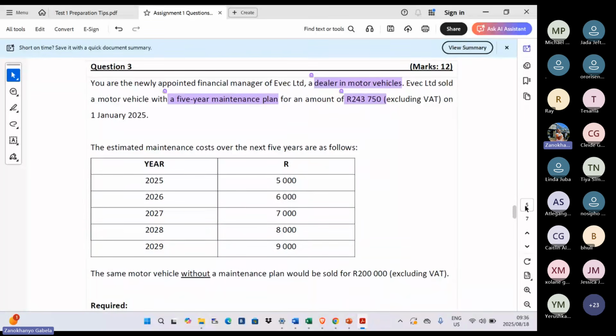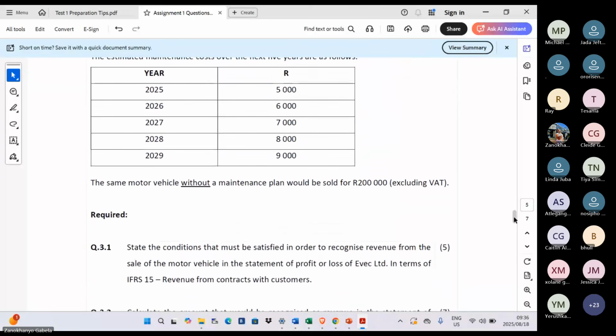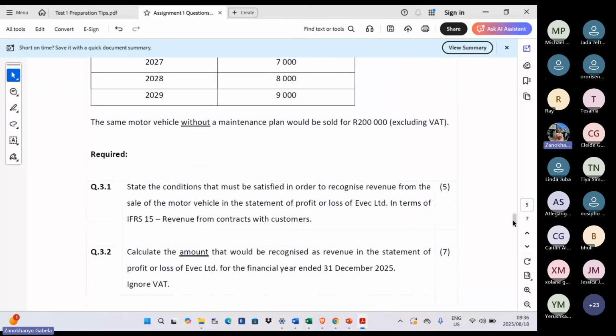Then they say, from your required, calculate the amount that will be recognized as revenue in the statement of profit and loss. State the conditions that will be satisfied. Okay, this one is theory. We've already covered it in our revision just now. Basically, it's going to be reflecting on the 5-step approach. Just one step, mentioning the condition that must be satisfied for revenue to be recognized from the sale of the motor vehicle.